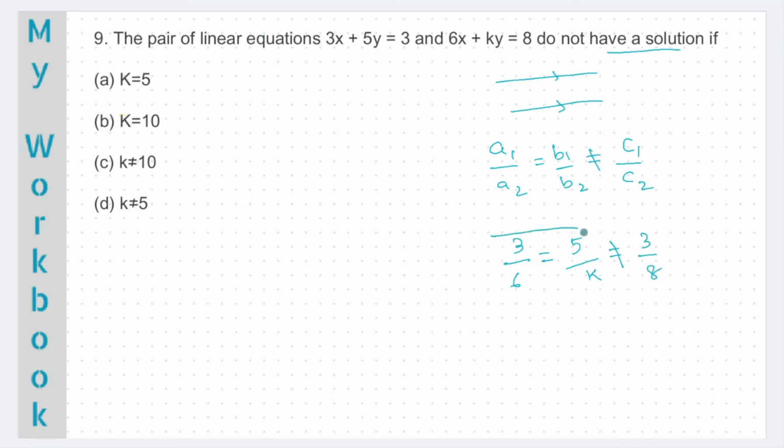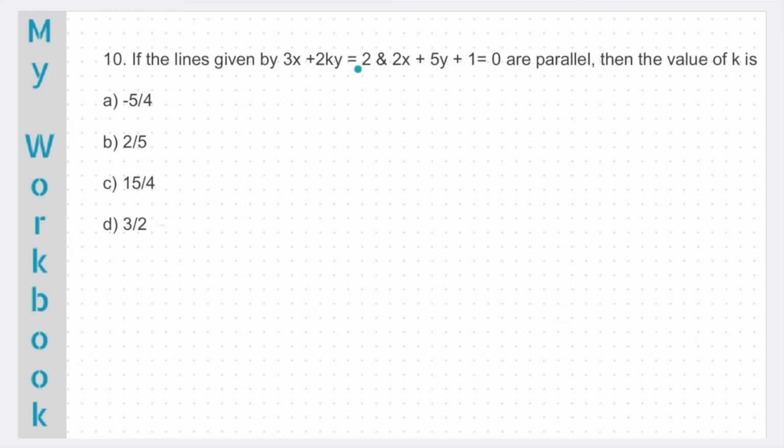Now let's choose this relation for finding out the value of k. Cross multiplying, we get 3k is equal to 30. So k is equal to 10. Answer is option B, k is equal to 10. When the value of k is 10, these two equations will not have a solution. They will form parallel lines.